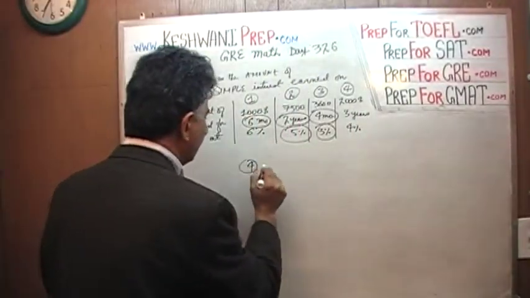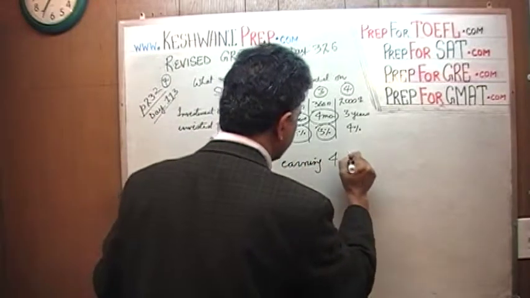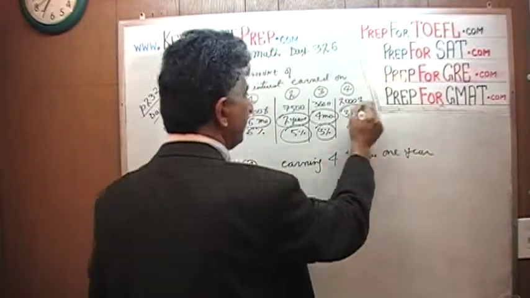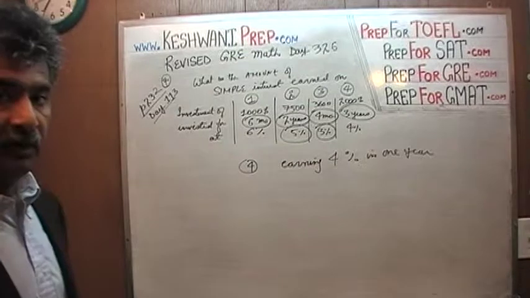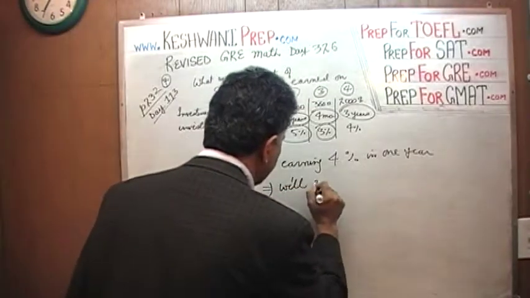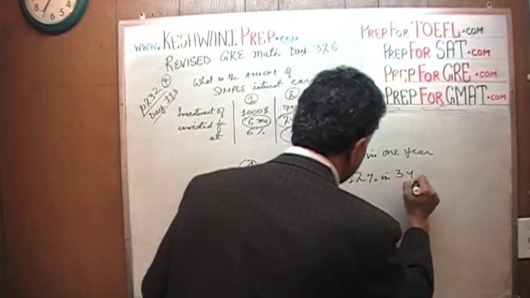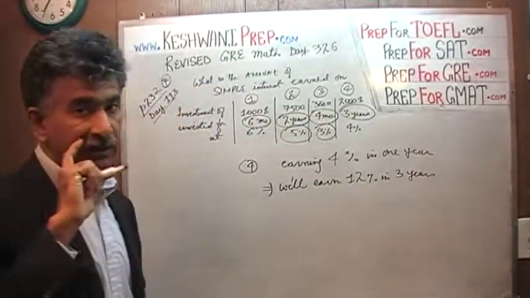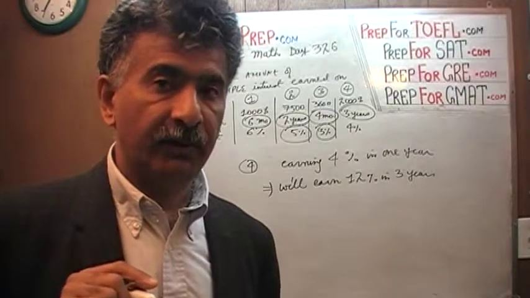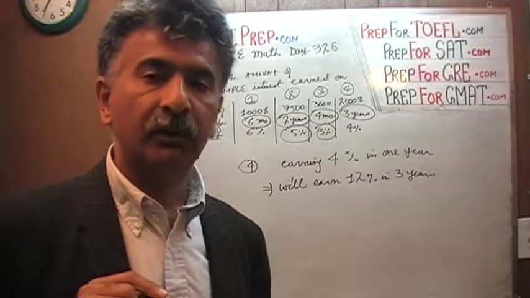So in number 4, we are earning 4% in 1 year. We're keeping the money in the account for 3 years. So if it's 4% in 1 year, that implies that we will earn 12% in 3 years. 4 times 3, obviously. 4% first year, 4% next year, and 4% for the third year. A grand total of 12% is what we're going to have, 12% return on our investment.